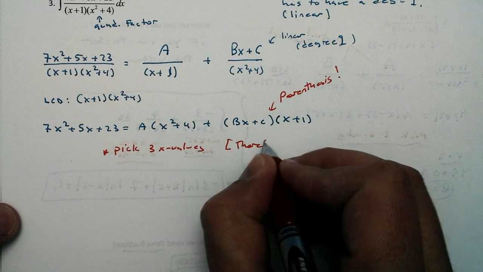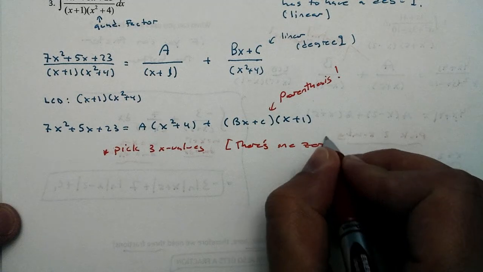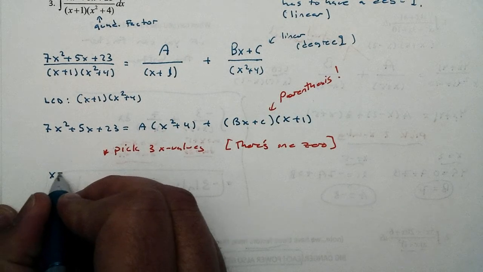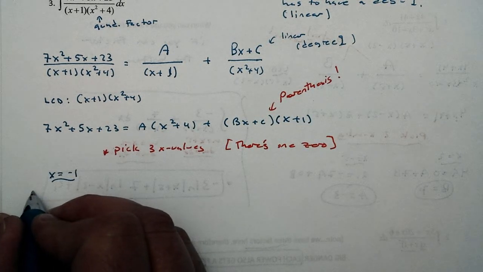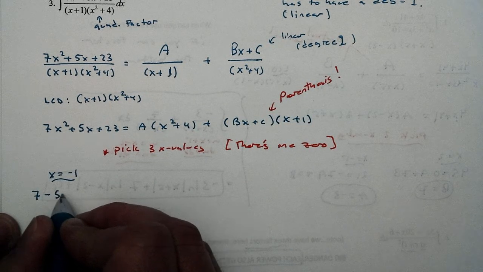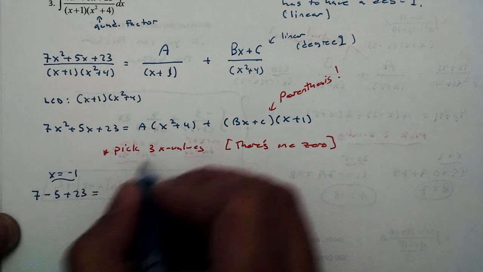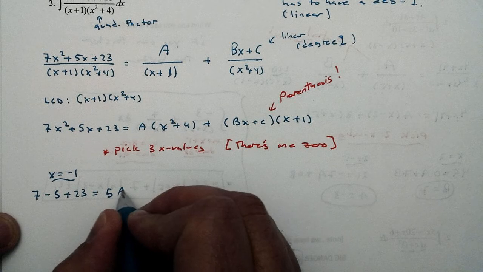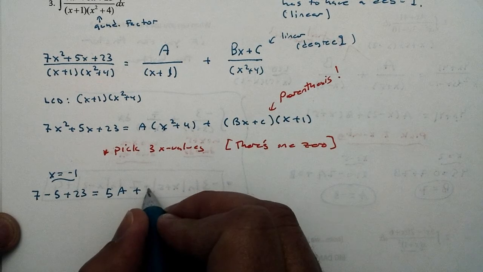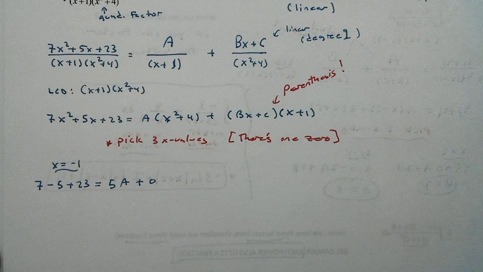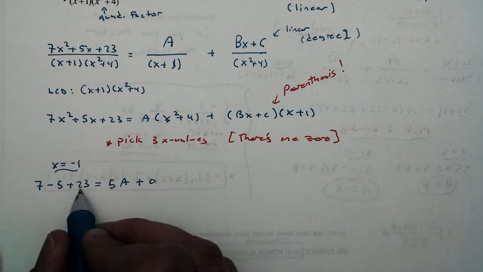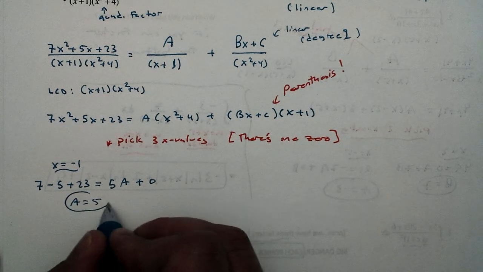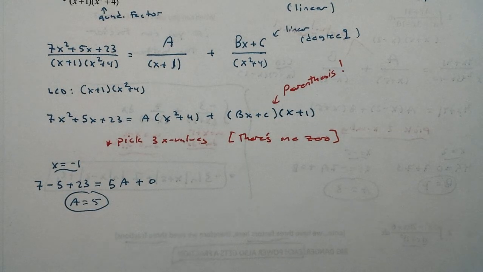So there's only 1 zero. Since there's only 1, we might as well use it. And that's going to be x equals negative 1. And if we plug that in, 7 minus 5 plus 23 equals, this becomes 5A, and this all becomes 0 right there. And if you solve it, this becomes 2. 2 plus 23 is 25, divided by 5. A is 5.